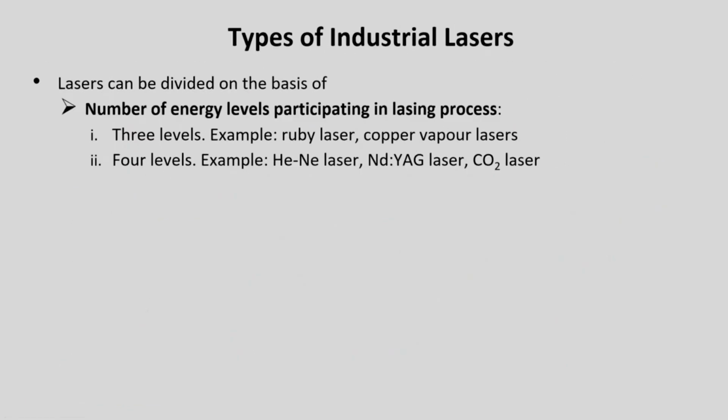Various types of industrial lasers are used in industry, and these can be classified on the basis of various parameters. The first parameter is the number of energy levels, which can be 3 levels or 4 levels. There are various lasers such as ruby laser and copper vapor lasers; these come under three levels of energy. HeNe laser, Nd:YAG lasers and CO2 lasers come under 4 levels.